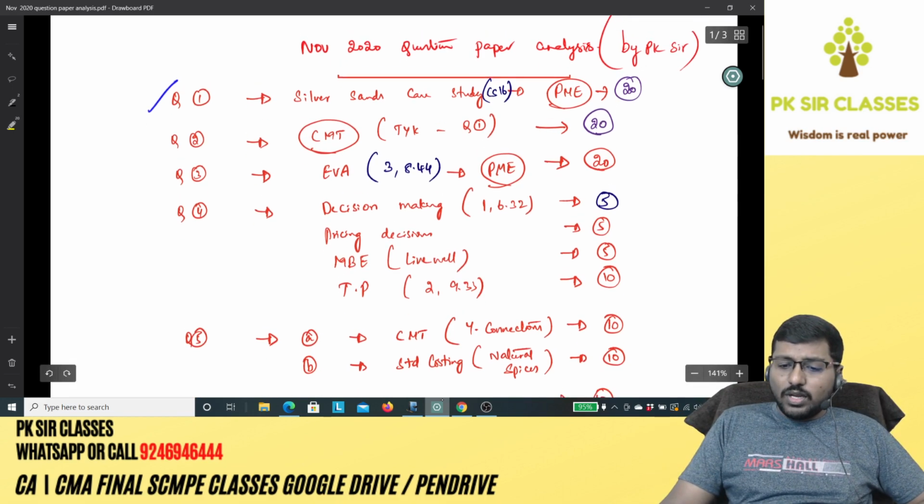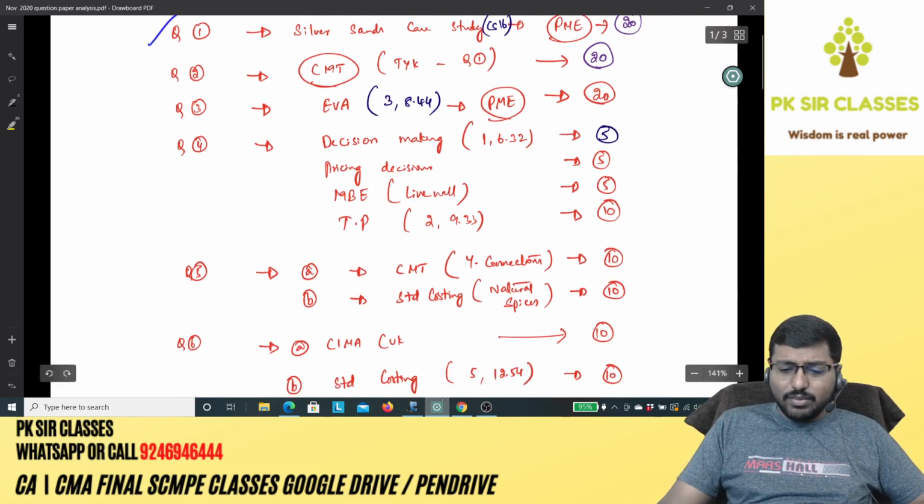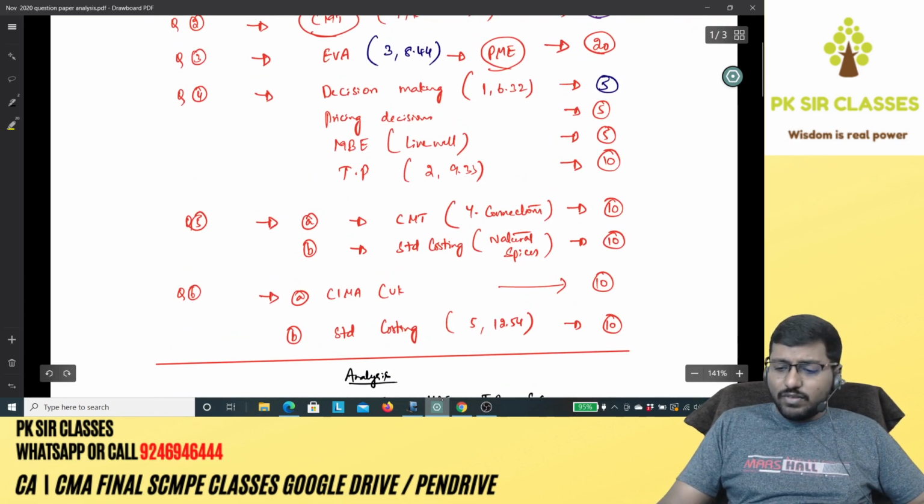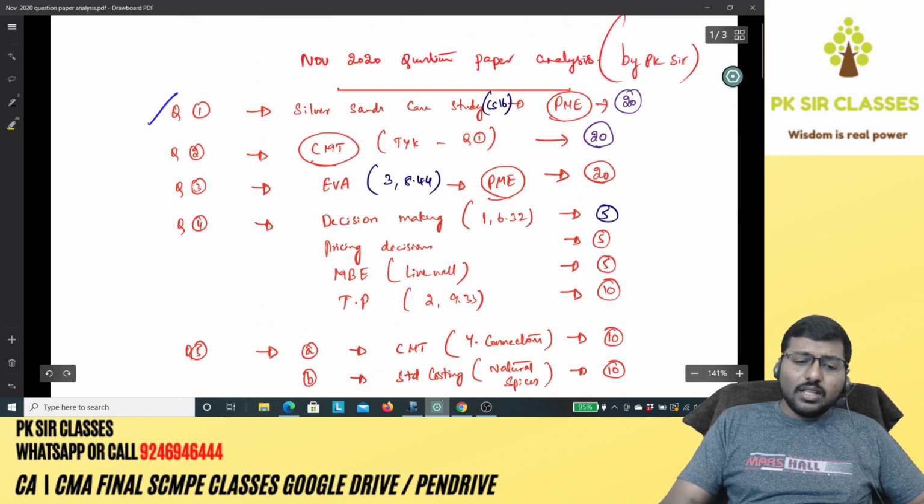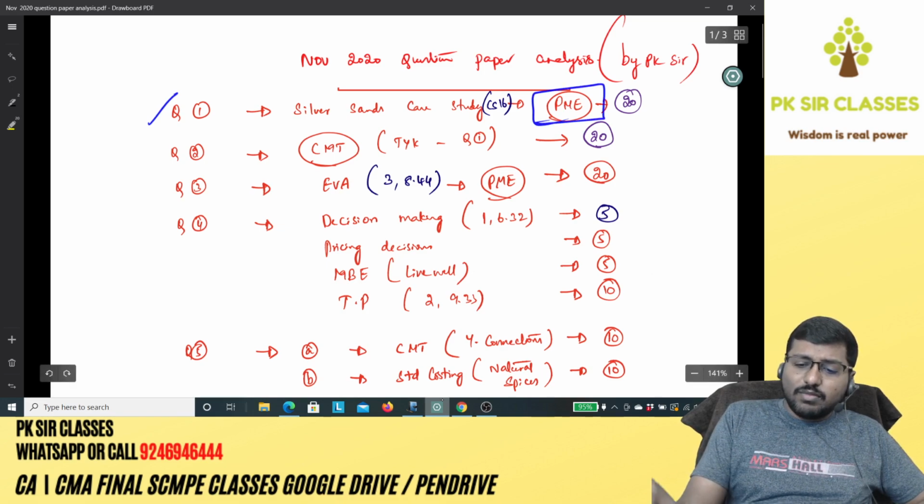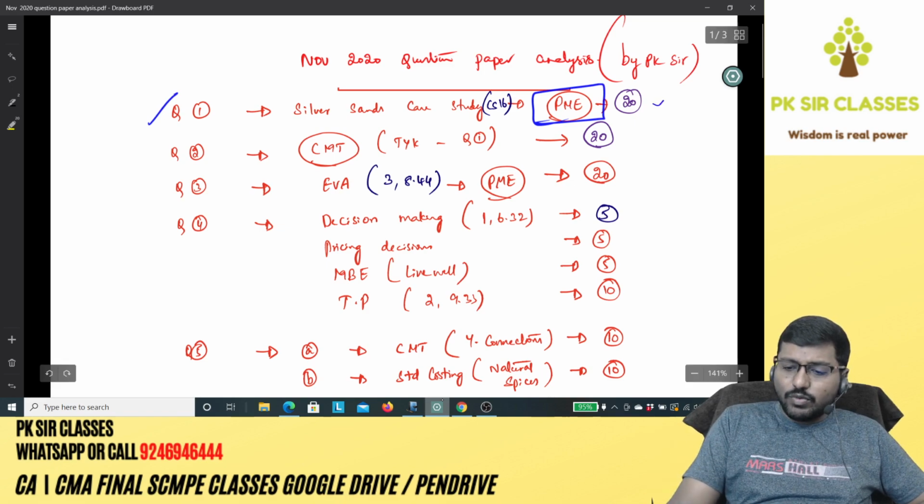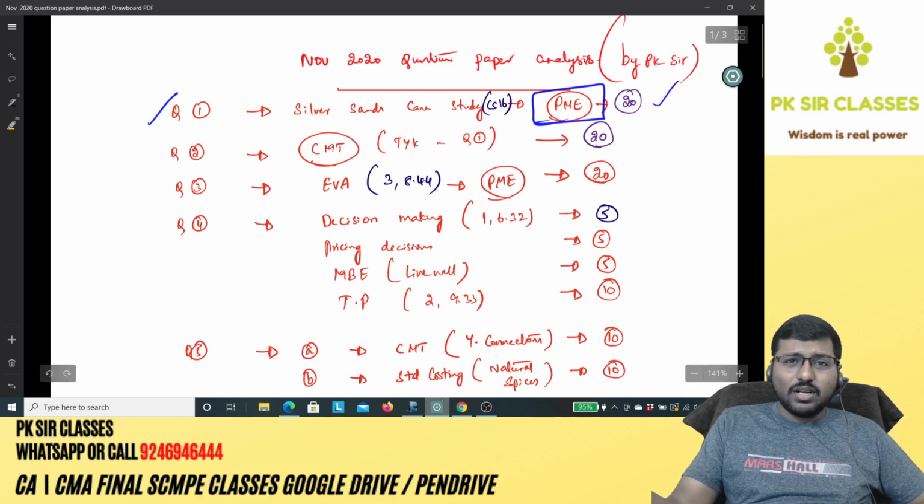Anyway, so the thing is, it's a typical new syllabus question paper. I really appreciate ICAI for bringing such a kind of question paper. As you can see here, the first question is from the Silver Sands case study. Of course, what is the chapter it has come from? Performance measurement and evaluation, right? That's for 20 marks, straight away lifted from your study material. So I hope you guys would have rocked it.